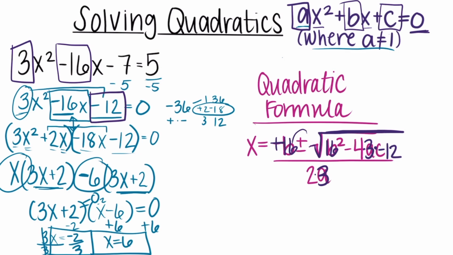All right, so from here, you're going to do your b squared minus your 4 times your a times your c. And then you're going to take 16 plus the square root of that divided by 2 times 3, which is 6. And then you're going to do that 16 minus that square root divided by your 2 times 3. And that should get you the same two solutions we got before with our other strategy.